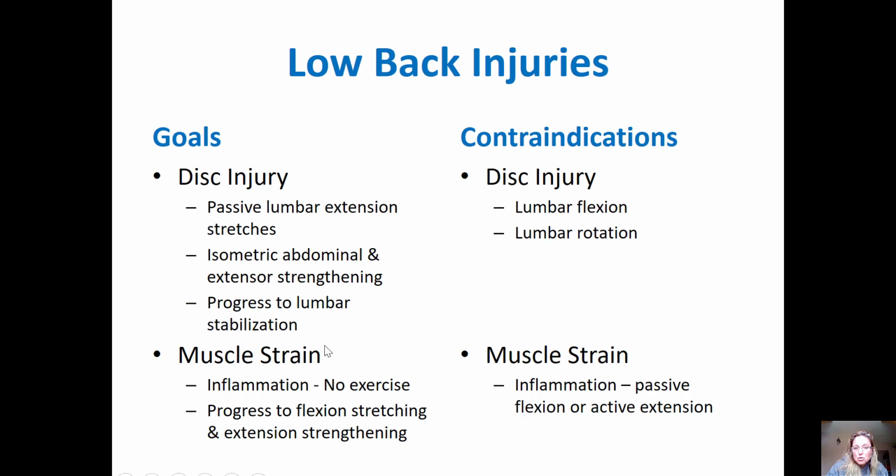If they have a muscle strain, a strain, which is a partial or a complete tear of a tendon or a muscle, during the inflammation phase, again, no exercise because they're going through that healing process. But then we can progress to flexion, stretching, and extension, strengthening exercises. So we want to stretch our flexors of the spine and we want to strengthen our extensors of the spine.